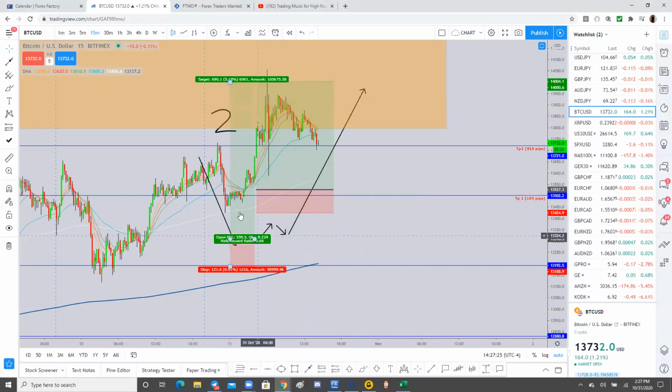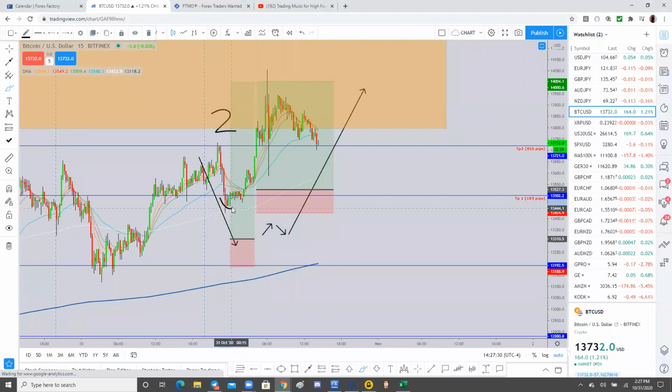I was looking for this W. He did it right there. Look at the W right there. It's nice and beautiful. Once you know what you're looking for, the market plays it out, you just react.